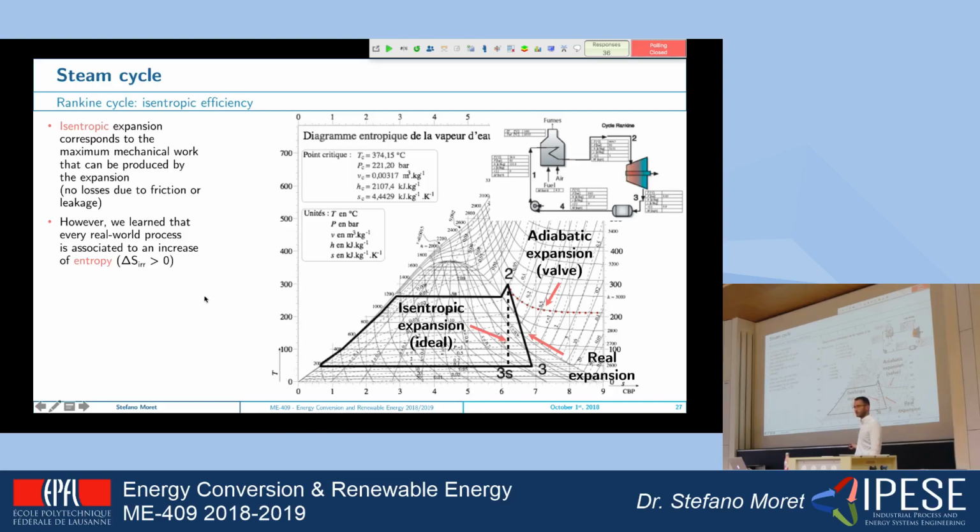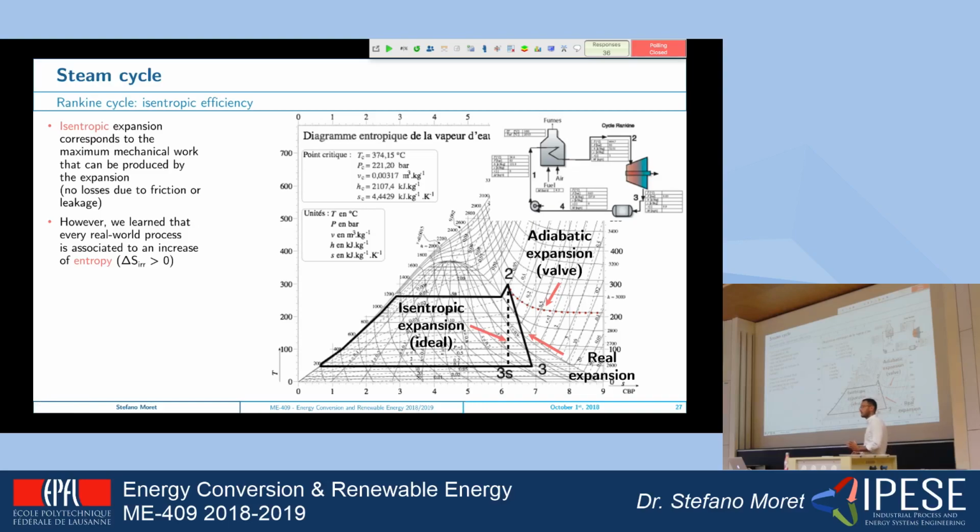So if we don't have losses, it should be the real line here. But in reality, in real world processes, we have an increase of entropy. So if we expand something in a turbine, this will be associated with an increase of entropy. So that's why the real path is not between 2 and 3s, it is between 2 and 3.